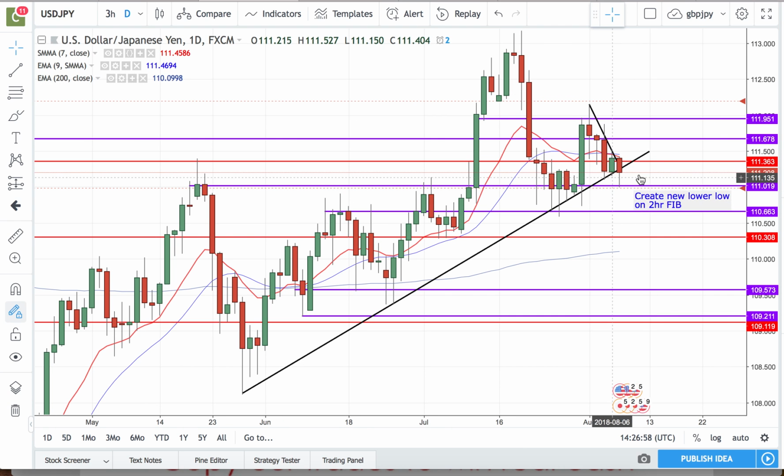But obviously this trend line here could be quite important to determine whether that stays. So we would look for a rejection of this trend line. It's currently sitting just below. You'll be able to see it a bit clearer when we zoom in.